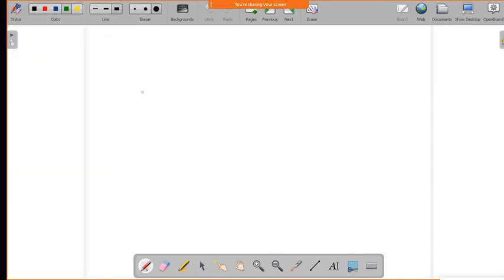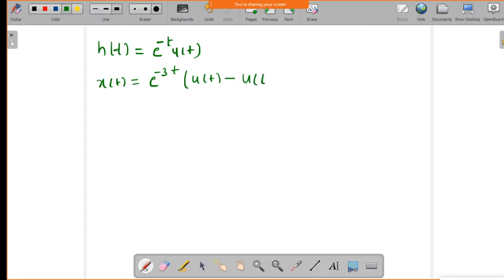So your h of t is given by e power minus t into u of t, and your x of t is equal to e power minus 3t into u of t minus u of t minus 2. So this is your x of t and this is your h of t. So try to do it. So now plot the signals first, x of t and h of t.